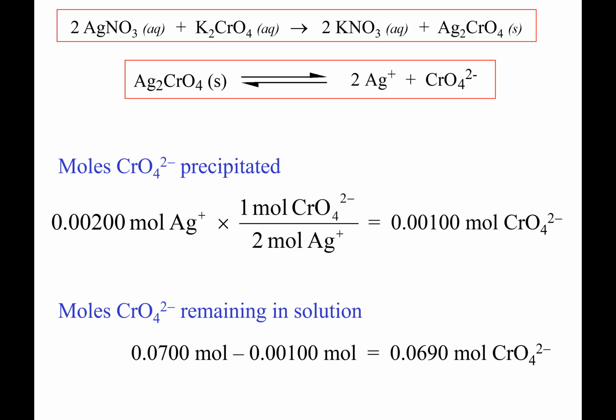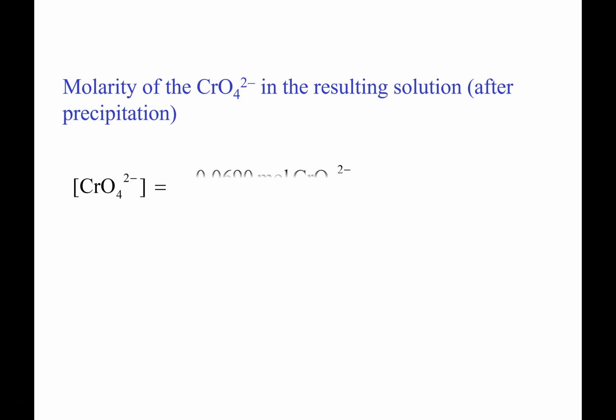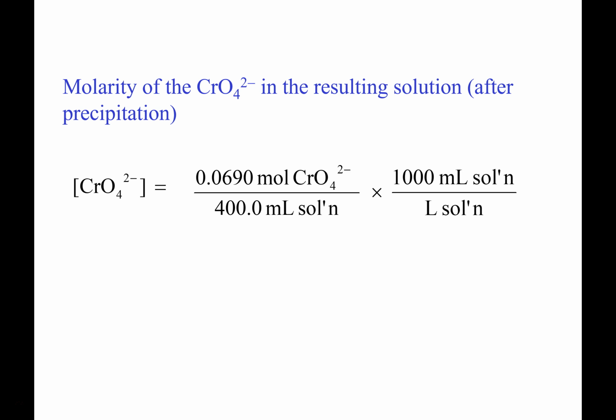We're going to take those moles and do like we did before, get it to molar concentration by dividing by 400 milliliters. 0.0690 moles of chromate in 400 milliliters of solution. To get to molarity, what we had to do before was introduce 1,000 milliliters over 1 liter. And then giving ourselves 3 sig figs, that would mean the molar concentration of the chromate ion is 0.173 moles per liter. Now this is at equilibrium now. This is not initial.